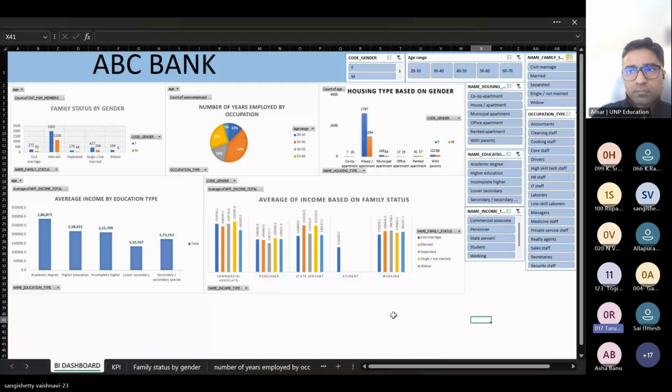So this was our output, and our basic insight for this table would be that these are the people who are eligible to apply for a loan based on their average income, their housing type, and their family status. This was our group, sir. Thank you.